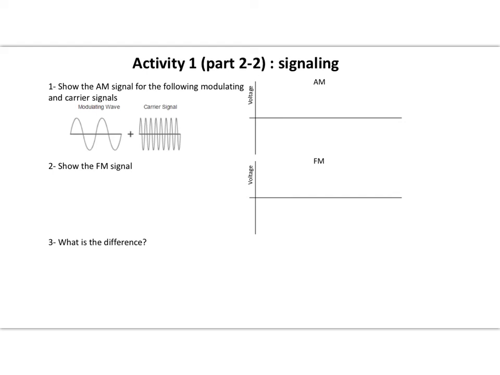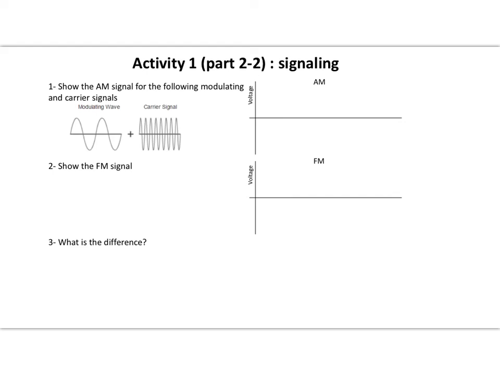So amplitude stays the same. And then we take this carrier frequency and we change its frequency. This frequency gets tighter or wider based on the amplitude of the modulating signal.